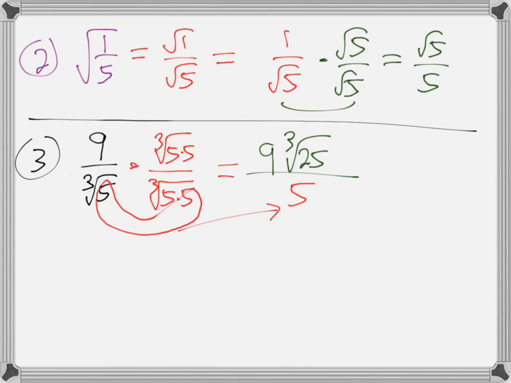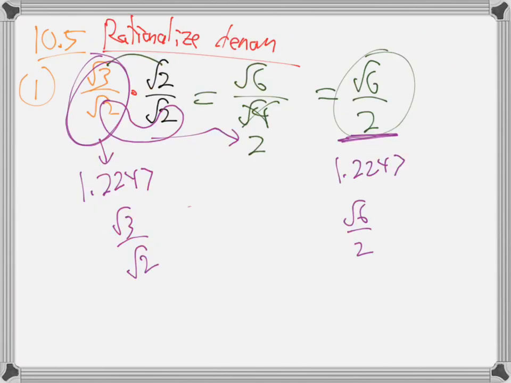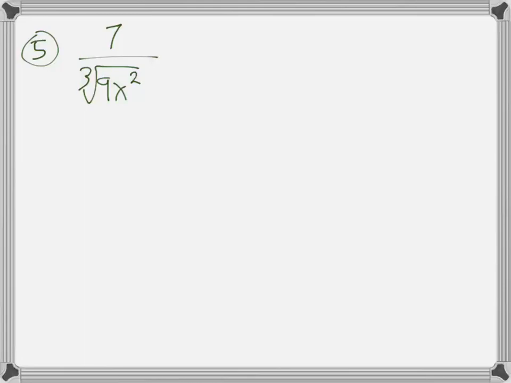And why can't I go 5 into 25? Because it's different. Different worlds, right? Outside the root, inside the root, no interacting. All right. Let's try one like that. Assist you with this one with a little bit.